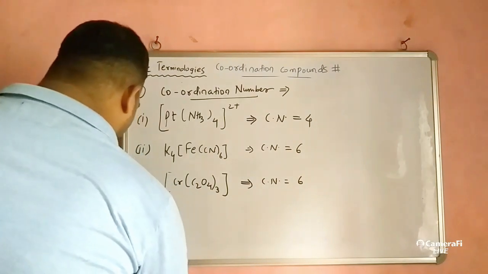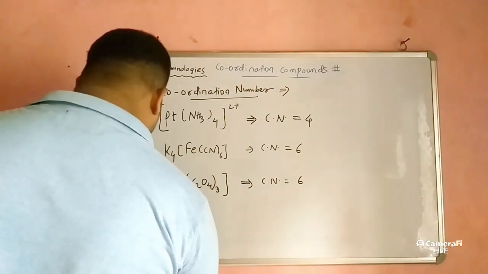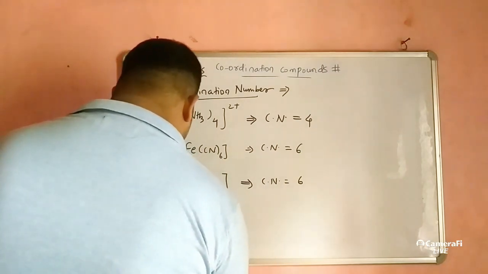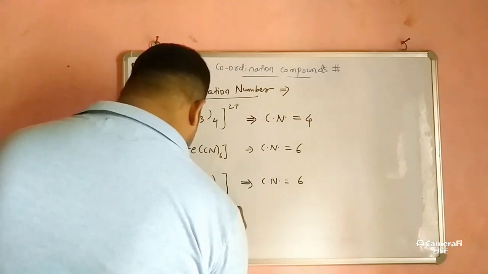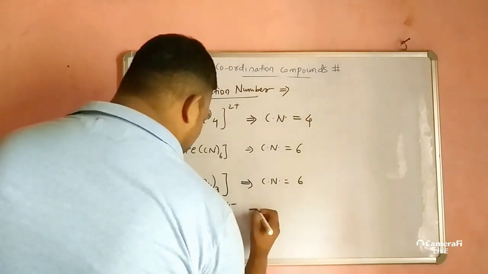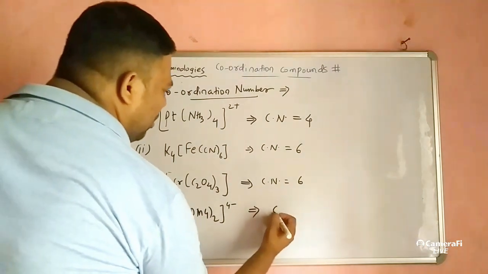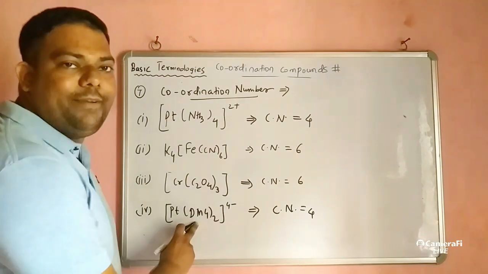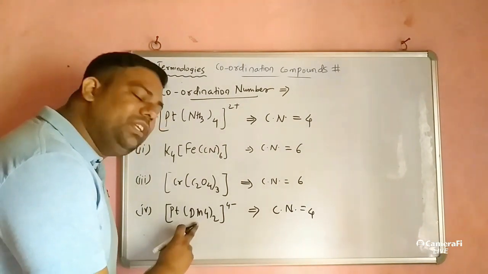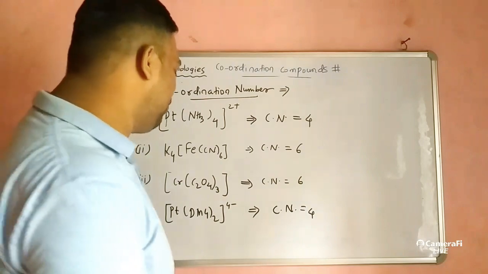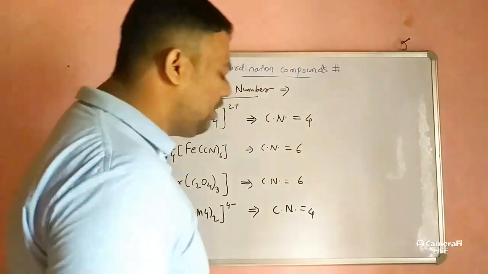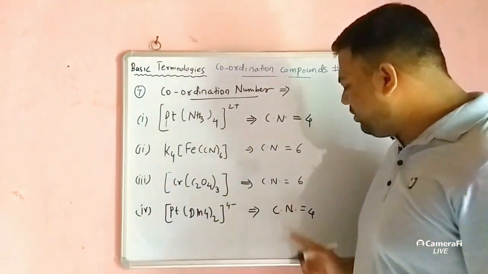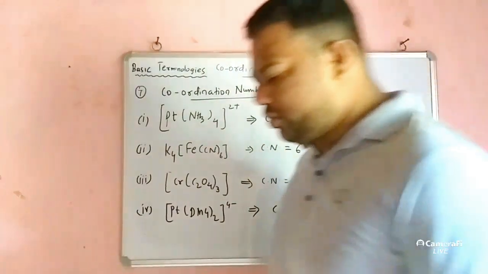Now see here, the fourth one. Pt with DMG twice, 4 minus. So what will be the coordination number? The coordination number is 4, because DMG, dimethyl glyoxime, is a bidentate ligand. So bi means 2 into 2, 4. Therefore the coordination number here is 4. I hope you understood this.